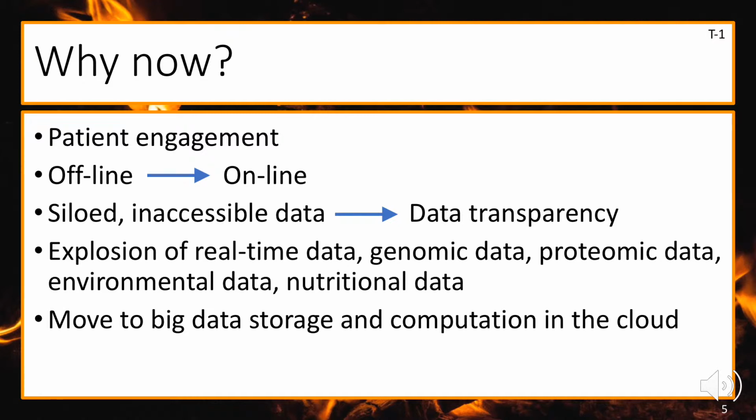Data is becoming digitized, and it is becoming therefore more transparent. But the amount of data has also changed radically. We have a plethora of real-time data coming in. We've learned so much more about genomics, and we're getting genomic data on regular bases, proteomic data, environmental data, and nutritional data. Fortunately, there are technological solutions that have evolved, and there's now a move to put all of the healthcare data in big data storage and utilize cloud computation, just like other forms of big data.